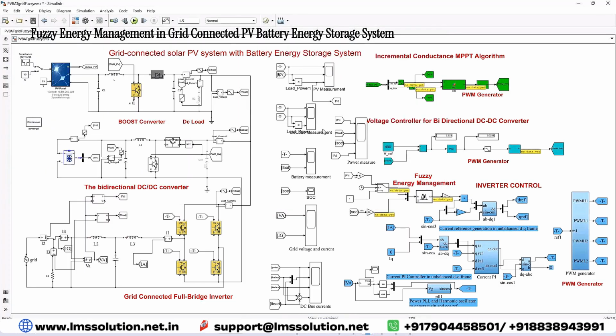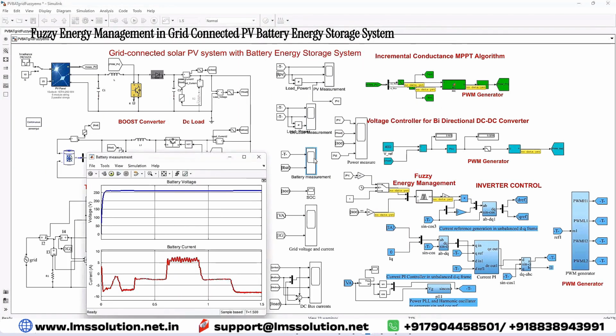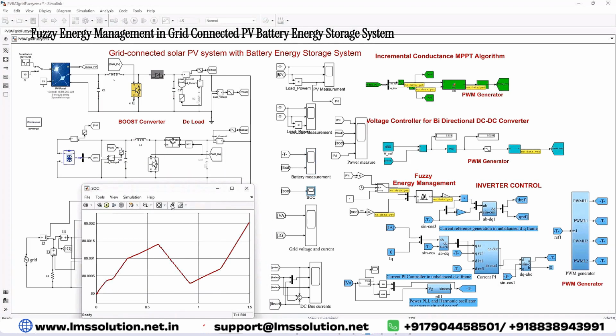And also here you can see the battery details. The battery current will be changing according to the change in irradiation condition. That means it goes into charging and discharging mode. Here you can see the SOC of the battery. From 0 to 0.6 it is in charging mode. From 0.6 to 0.9 it is in discharging mode. From 0.9 to 1.5 it again goes to charging mode, because during the time 0.6 to 0.9 the PV power will be 0, that's why the battery will be in charging mode.